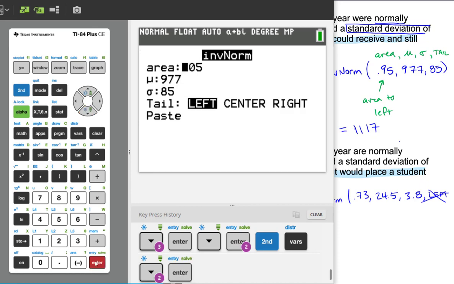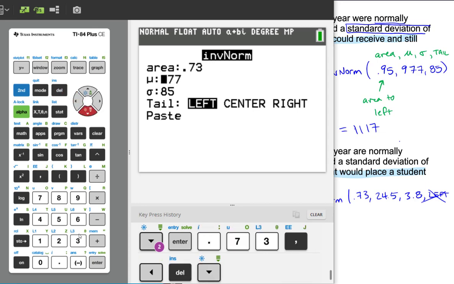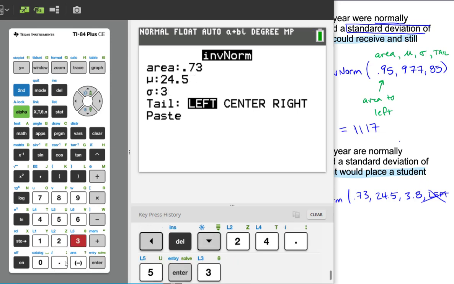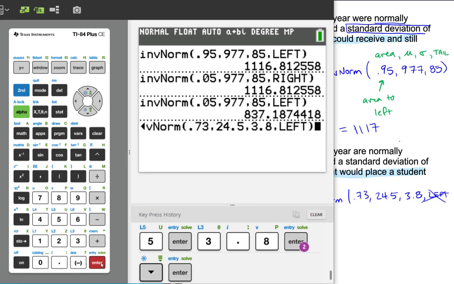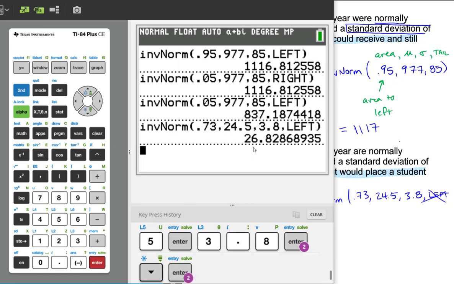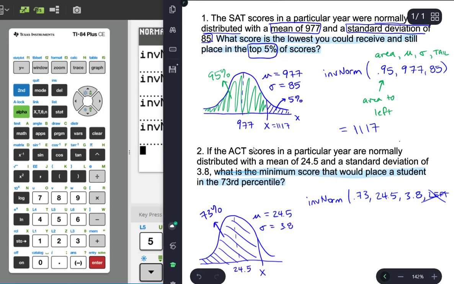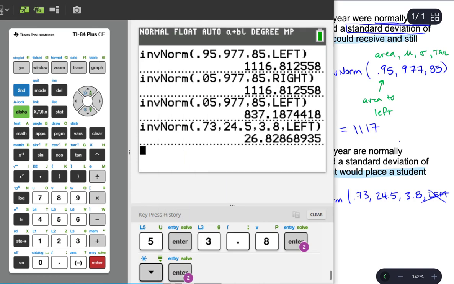So inverse norm, 0.73. Whoops. A mean of 24.5 and a standard deviation of 3.8, and the tail is to the left. So when we paste that to the home screen and press enter to run it, it will give us the value 26.8, and I'm rounding that to 1 decimal place because that matches what the mean and standard deviation were. So this is 26.8, I think it was.